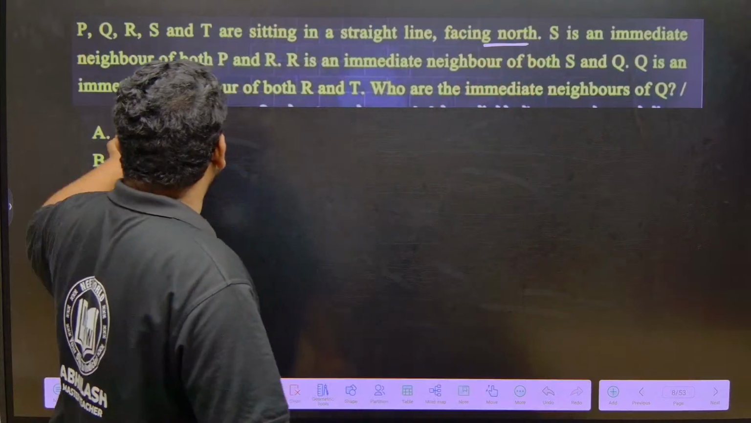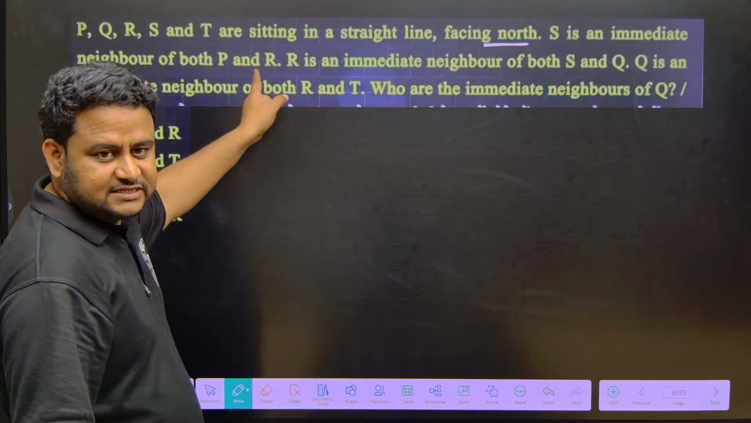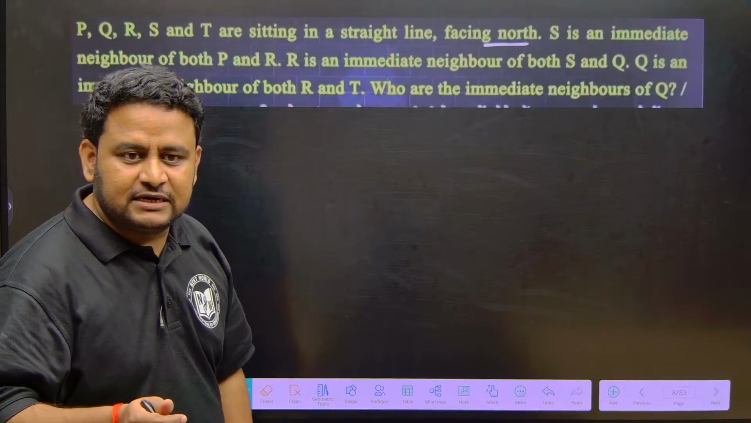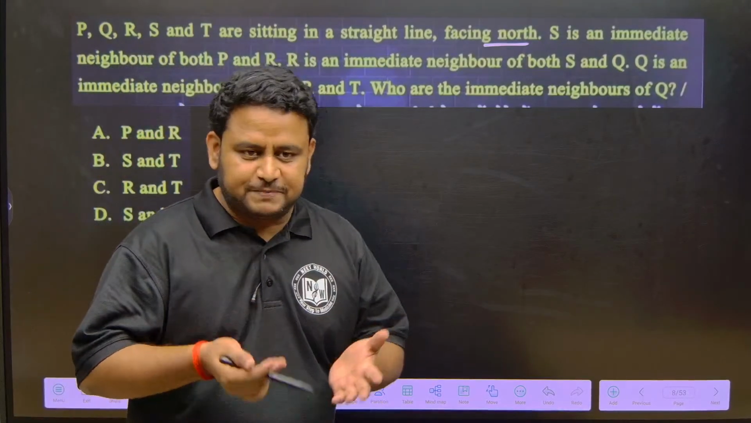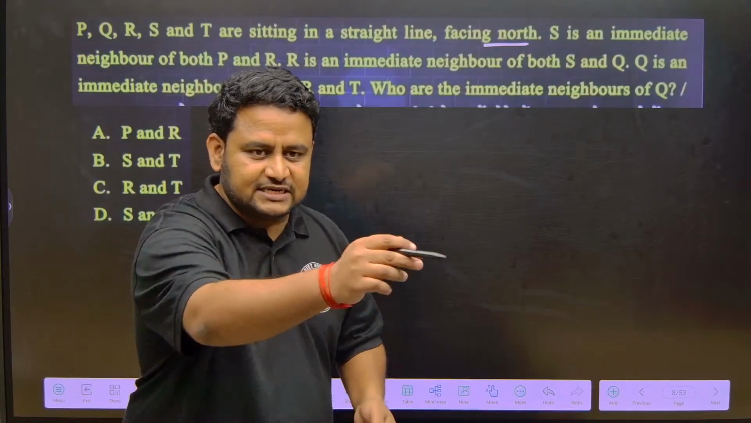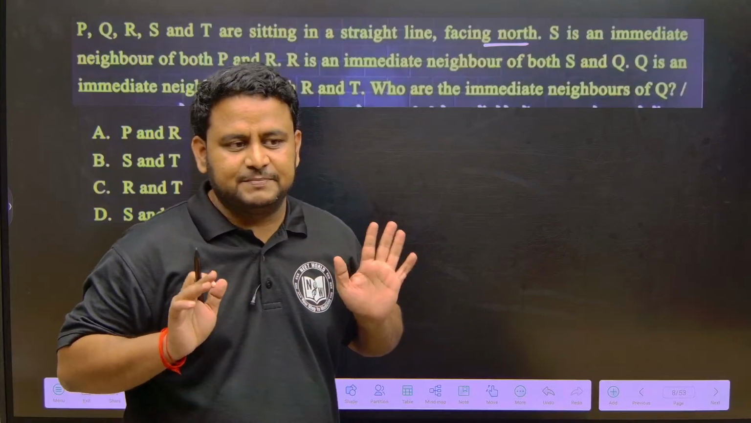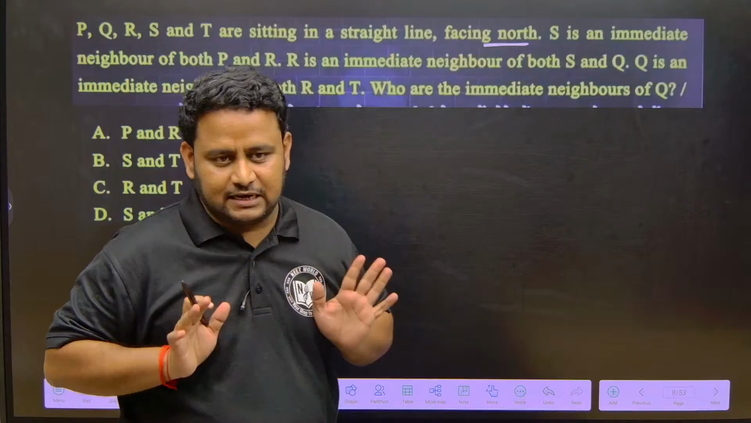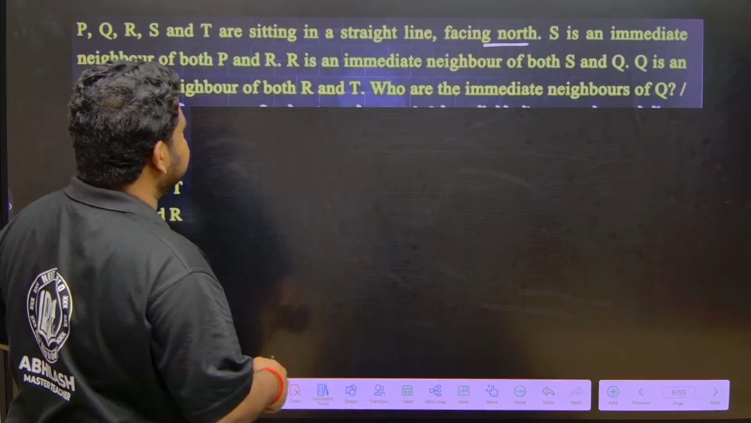Okay, S is an immediate neighbor of both P and R. When they say immediate neighbor, that means what? It is lying between P and R. S is an immediate neighbor of both P and R. That means S is sitting between P and R. That is the meaning of it. So S is S, and P and R are on either side. So S is an immediate neighbor of both P and R. That means I should write it as what?